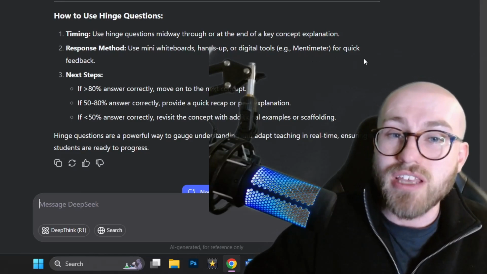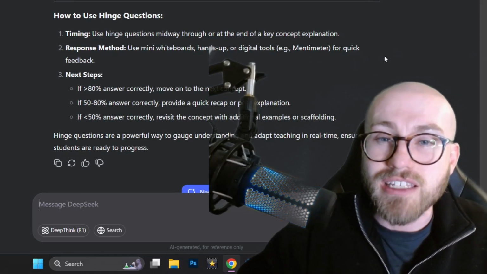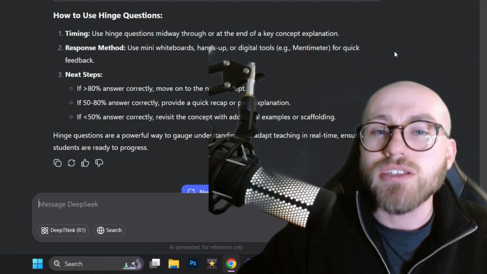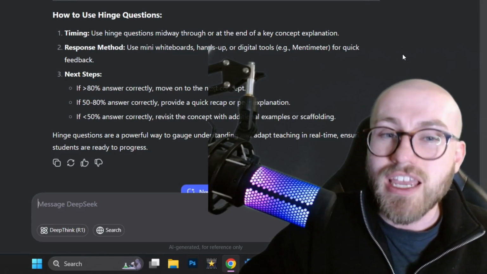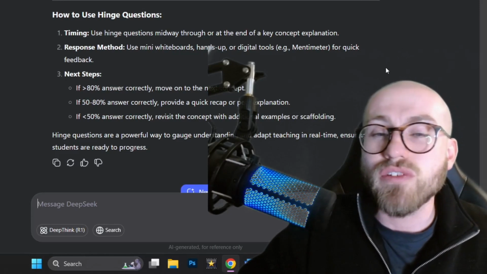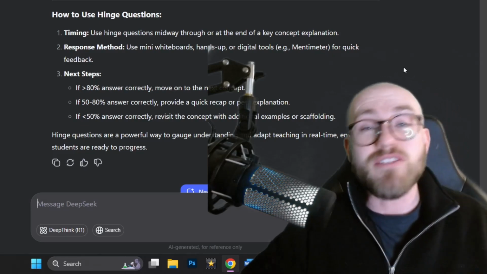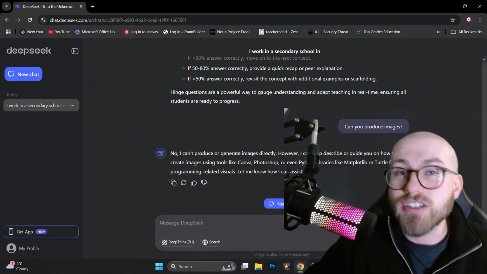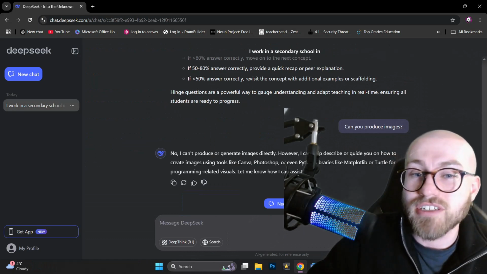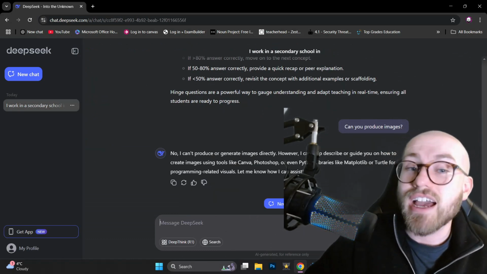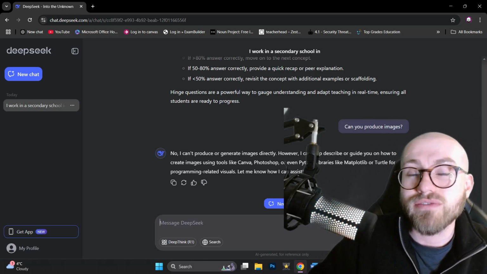So timing: use hinge questions midway through or at the end of a key concept explanation. Use mini whiteboards, hands up or digital tools for quick feedback. If over 80% answer correctly, then move on to the next concept. Fair enough, that's alright. Out of pure interest, I wanted to know if it could produce images. It can't. No, it can't produce images directly, but it can guide you on how to use other tools like Canva and Photoshop and stuff.